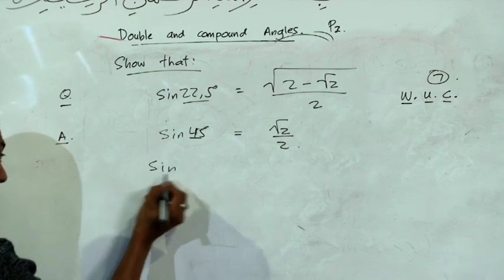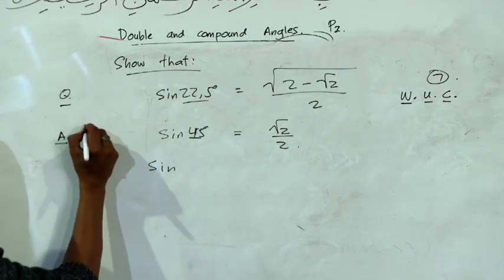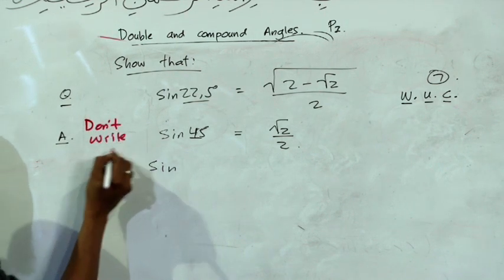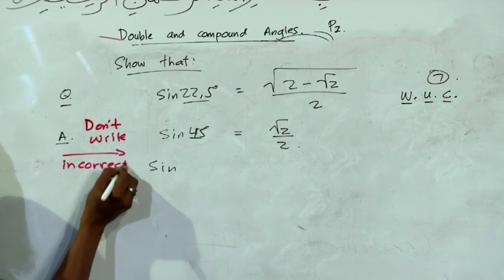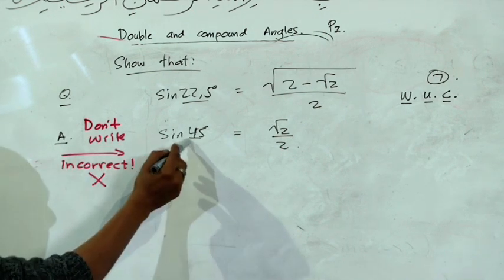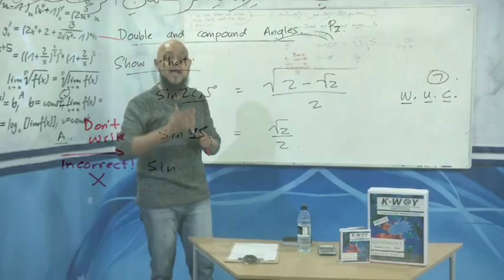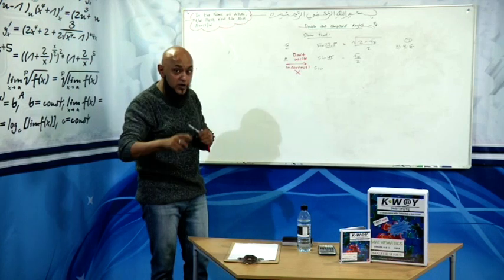Now, do not write this. Don't write. Let me make a note here. Don't write. That is incorrect. So I'm showing you what mistake you probably would make, and then I will explain to you why that's a mistake, and then we will do it the correct way.